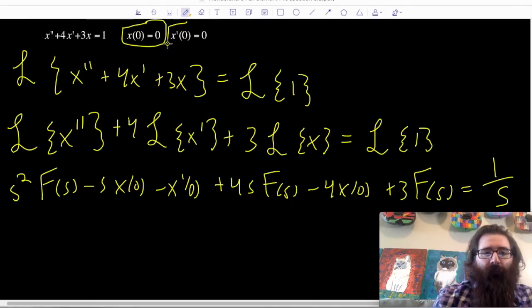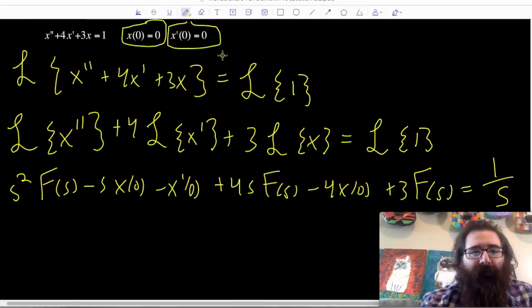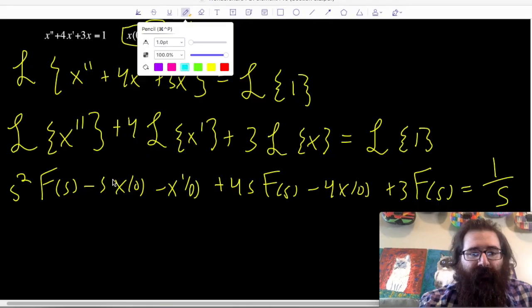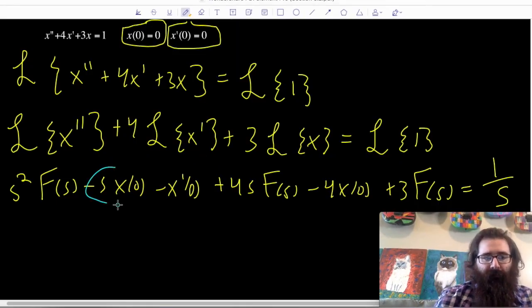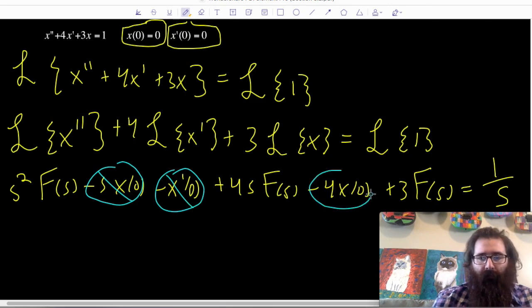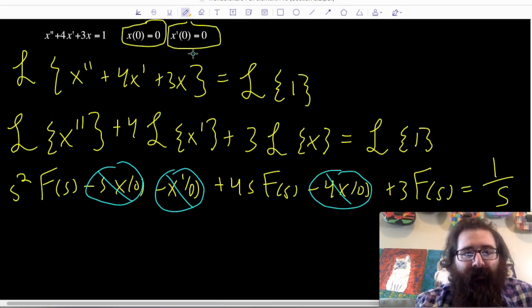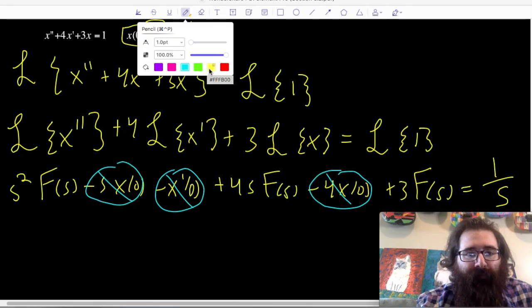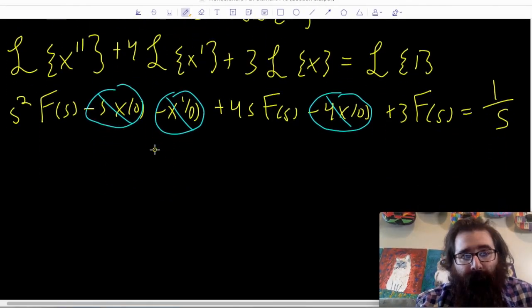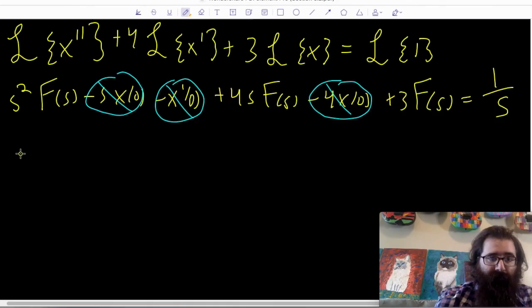And these are my favorite ones. X at 0 is 0, x prime at 0 is 0, which means they're just going to be gone. See you later. You're a 0. You're a 0. You're a 0. Not nice to say to people in public, but certainly fine to yell at a differential equation with Laplace transformations. So you're a 0, you're a 0.